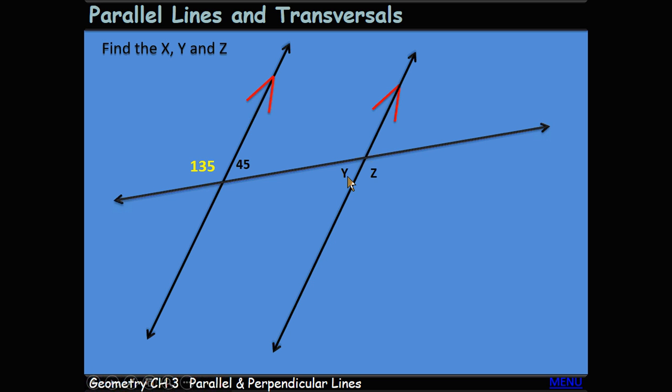We jump over here to y and z. If we look at angle y, this is clearly an acute angle, so its measure is going to have to be 45. Angle z is an obtuse one, so its angle can't be 45. It has to be more than 90. So angle z is going to turn out to be 135.